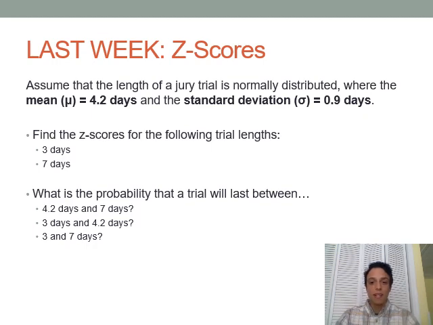Our in-class example last week was the probability of a sentence being a certain number of months. We have also used this as an example in activities, which is what's the probability that a trial is going to last a certain number of days. And you guys used this example a while ago to figure out the probabilities of outcomes within 1, 2, and 3 standard deviations from the mean.